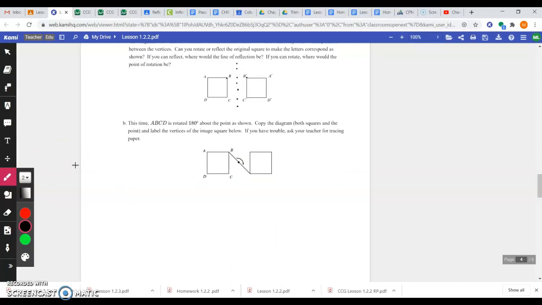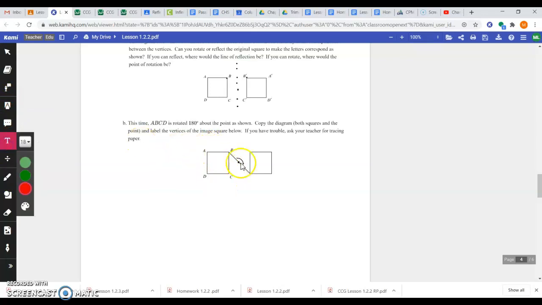Moving on to B here, it says this has been rotated 180 degrees, and now what we need to do is label the vertices with the correct notation. I keep saying that wrong, sorry. So we just have to label it right.